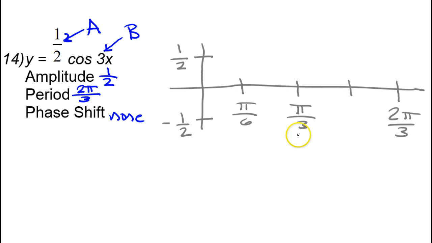Now for this position right here, it's always going to be 3 of these. So if I take this and I multiply it by 3, pi over 6, well, 3 goes into 6 twice. So this is going to be pi over 2. All right, this one is always going to be 3 of these.